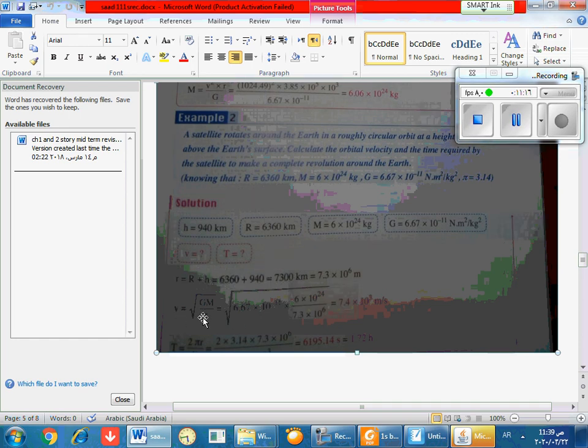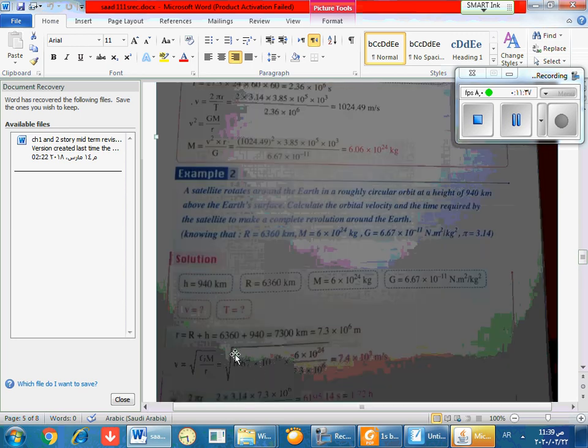So v equals root GM over r, which is equal to 6.67 times 10 power negative 11 G times 6 times 10 power 24 M over 7.3 times 10 power 6 r, which is equal to 7.4 times 10 power 3 meters per second. To measure the periodic time here, we must use the relation v equals 2 pi r over T.